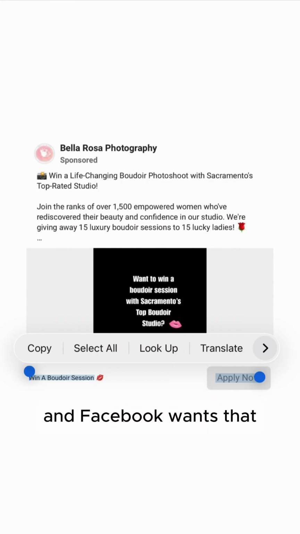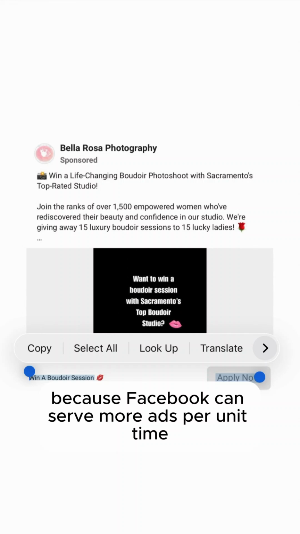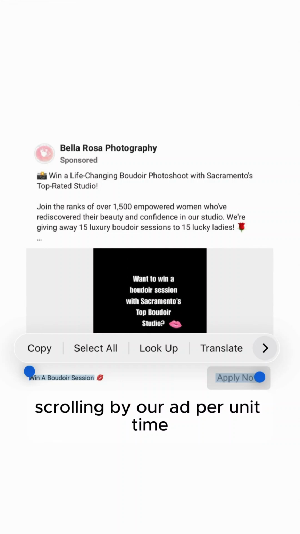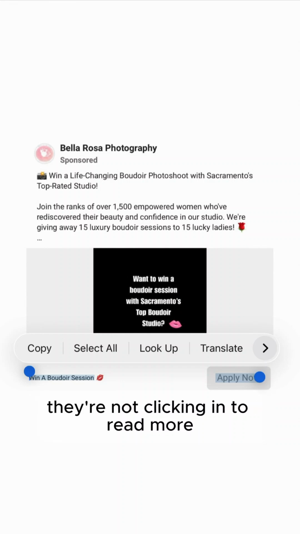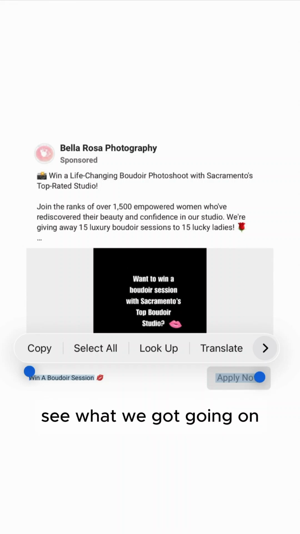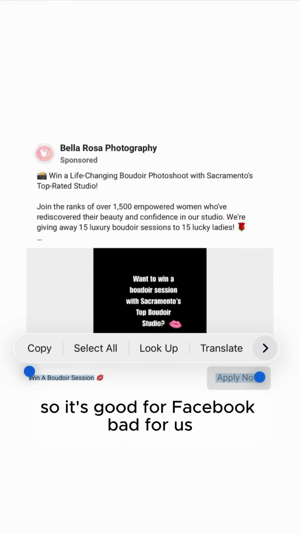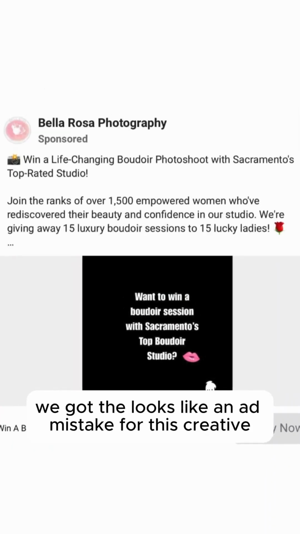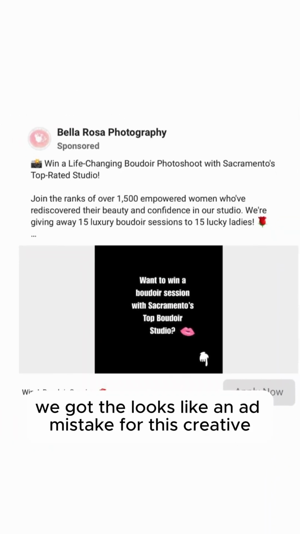And Facebook wants that because Facebook can serve more ads per unit time because more women are scrolling by our ad per unit time. They're not clicking in to read more, see what we got going on. So this is good for Facebook, bad for us. So this will pull unique CTRL under 6%. We got the creative. Yeah, we got the looks like an ad mistake with this creative.